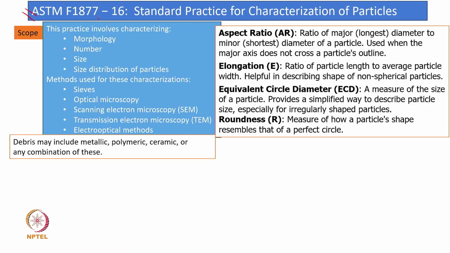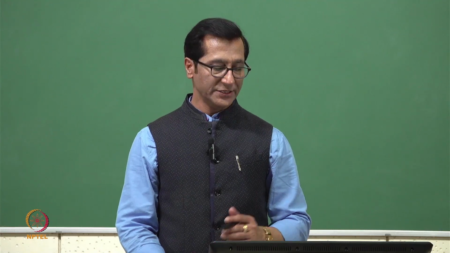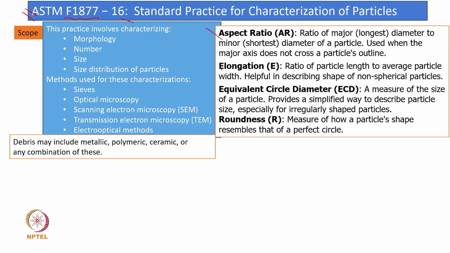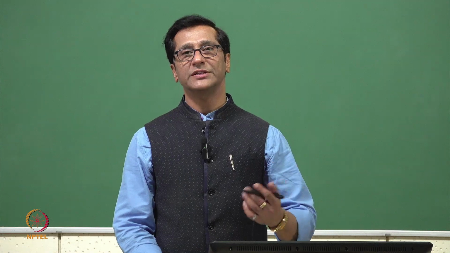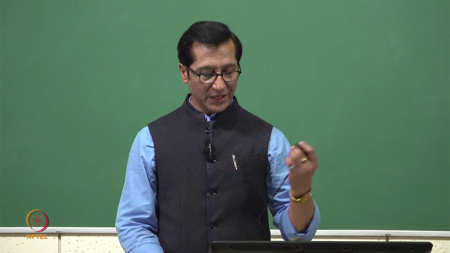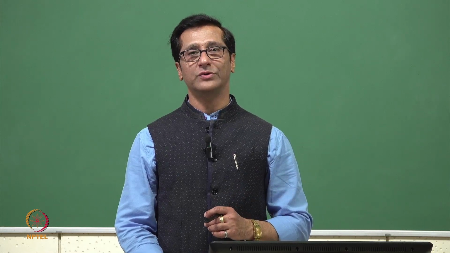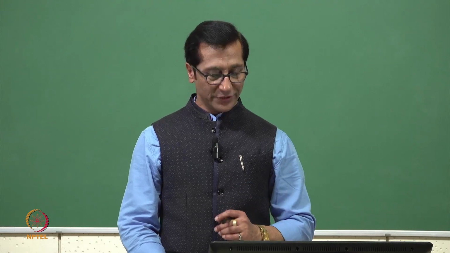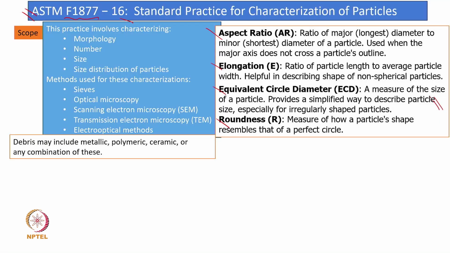So we follow this standard, ASTM F1877, and of course this can be utilized for biological purposes, but we are also utilizing it for our purpose. The reason being, it gives a lot of information. They say to calculate aspect ratio, elongation, equivalent circle diameter, and roundness. Roundness means the particle is not going to really damage the surface. If the particle is round, then it will not be very harmful. So as far as possible, particles should be round, and sometimes we calculate equivalent diameter, so that has been given.